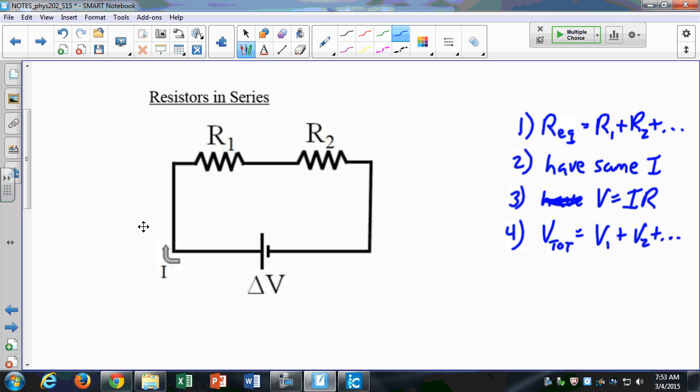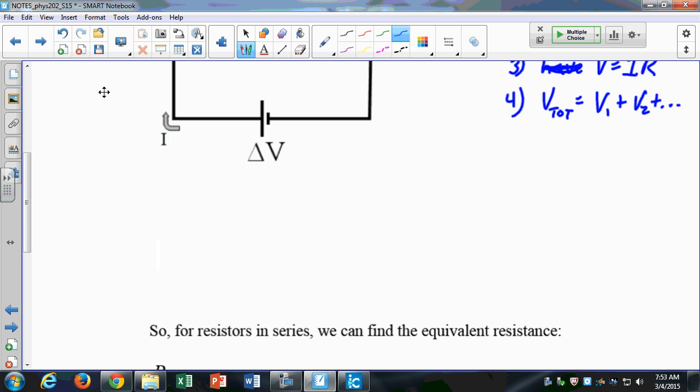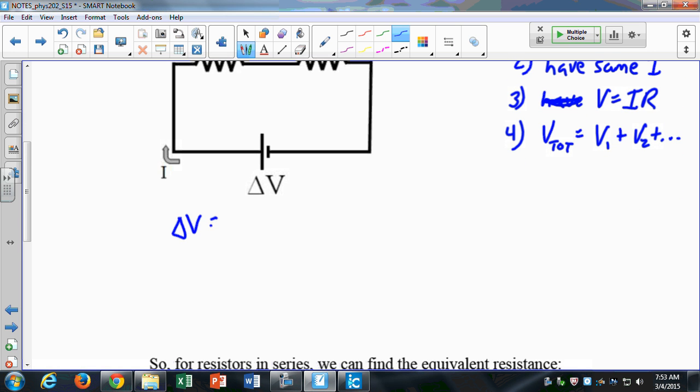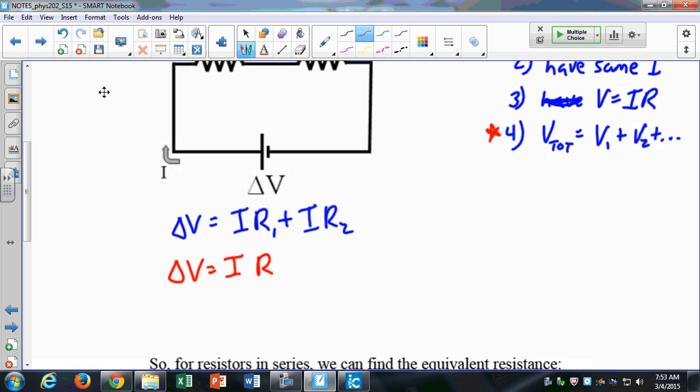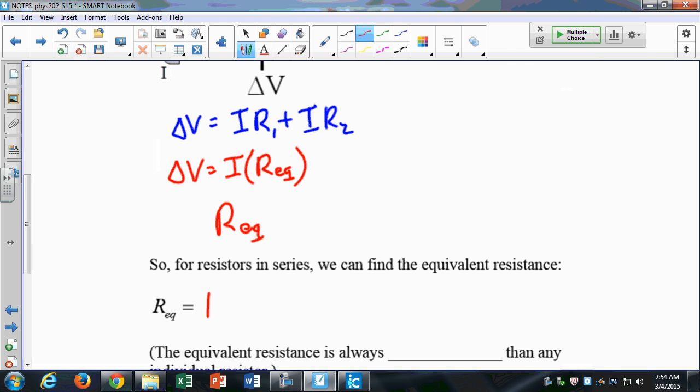All right, so if I think about this circuit, I know that delta V is equal to IR1 plus IR2. That comes from the loop rule, which, by the way, is also this law. But we just showed that with the EMF, that if we assume that around the loop the total change in energy is zero, then this has to be true, that our change in potential here is equal to the change in potential across these two resistors. So delta V is IR1 plus IR2. Then I can rewrite this as delta V equal to I times some equivalent resistance, and that equivalent resistance is given by R1 plus R2 plus however many resistors you have.